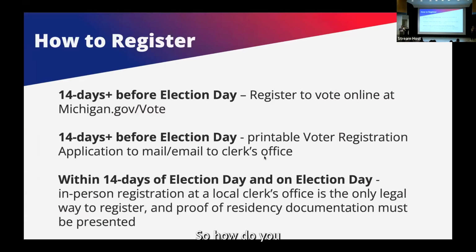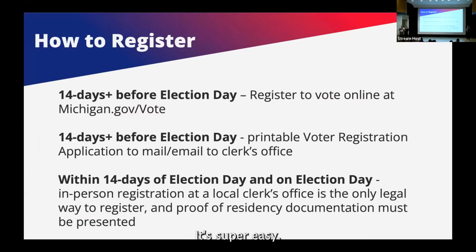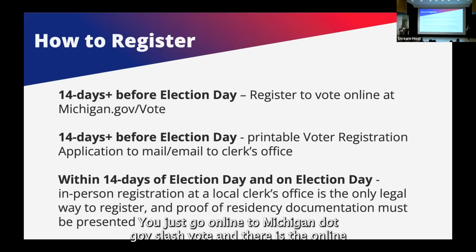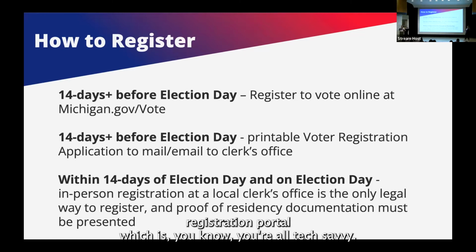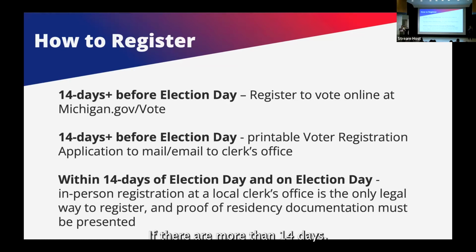So how do you register? If there are more than 14 days before election day, it's super easy. Just go online to michigan.gov/vote. And there is the online registration portal, which, you're all tech savvy, you can figure out. Fairly simple, it walks you through it.